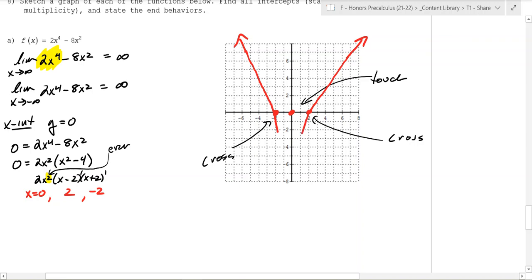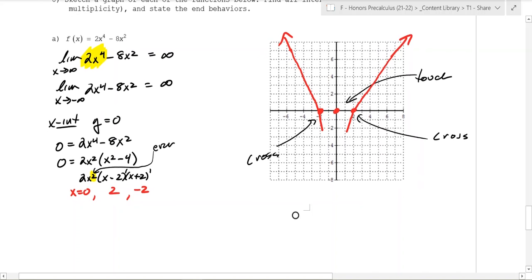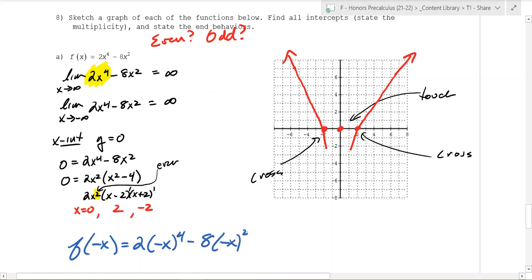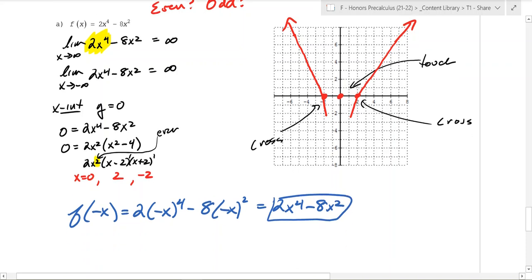So what other thing could we do? Well, we could find out if it's even or odd. Is this an even function or an odd function? Meaning, is there any sort of symmetry? It's a callback to what we did before. You plug in negative x into the function. You get 2 times negative x to the 4th minus 8 times negative x squared. And that's just going to be 2x to the 4th minus 8x squared, because when you raise it to the 4th power, it's going to be the same because it's an even power. So this tells us that f of negative x is equal to f of x, which means it's even, meaning it's symmetric over the y-axis.